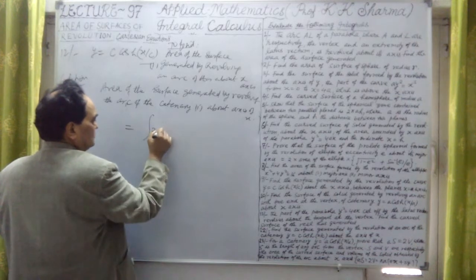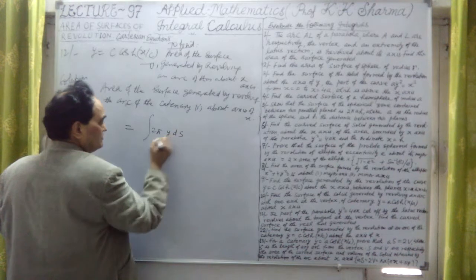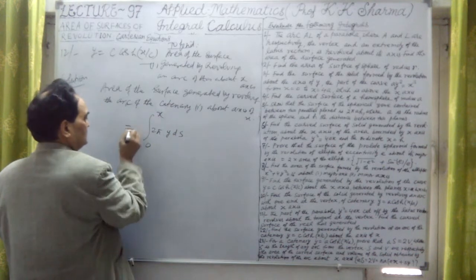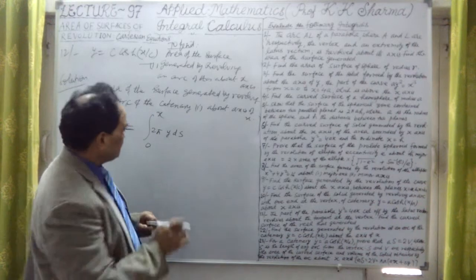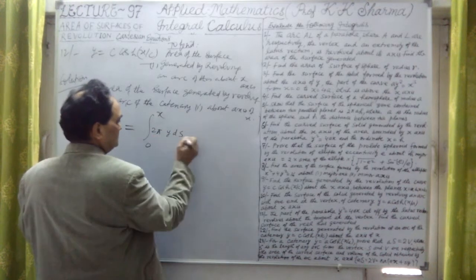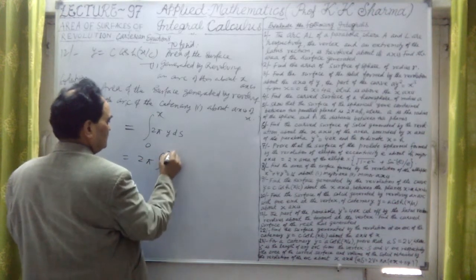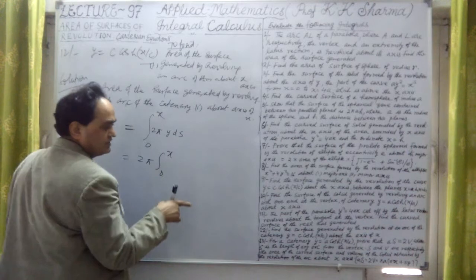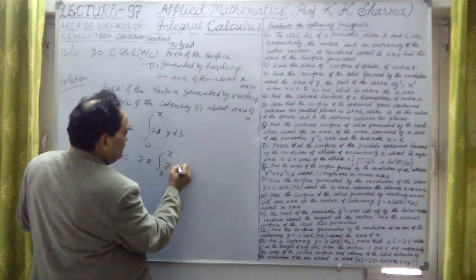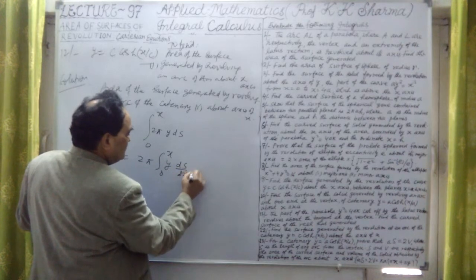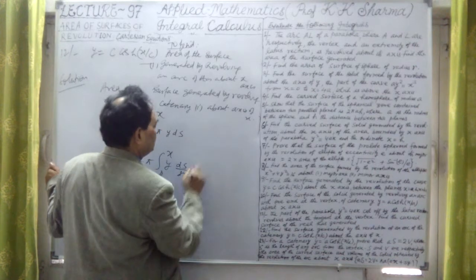The formula is twice pi into, it's about x-axis, so it is y into ds, limits 0 to x we will take. Okay, so that is the point here. Now it can be taken as twice pi, 0 to x limits, y into ds upon dx into dx we will write. So we have to find out ds upon dx.